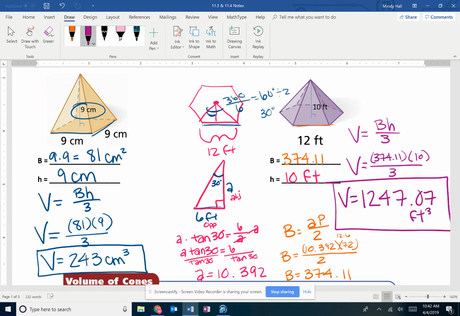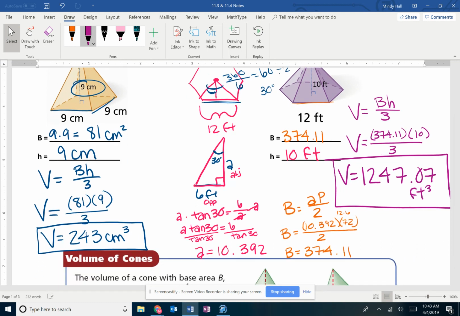Okay, so this is about the worst it's going to get, because when you have to find your apothem, there's a lot of side work to it, and then you have to plug it in to find your base area, and then you can actually plug it into the volume formula. So just keep in mind what you are solving for and what you need in order to solve.